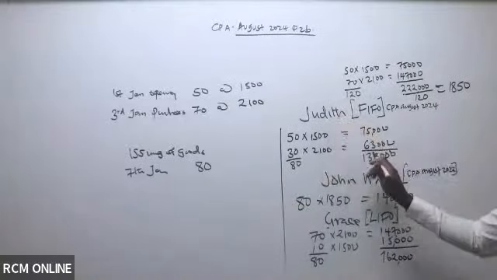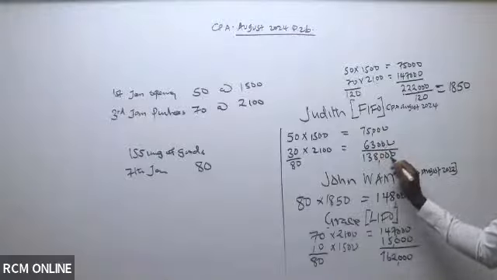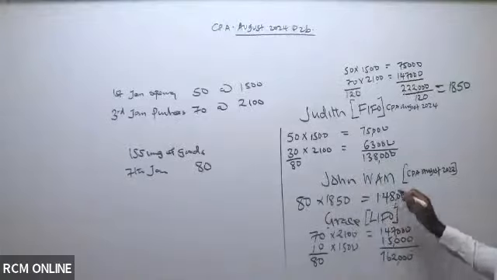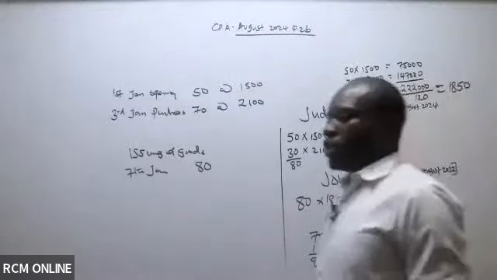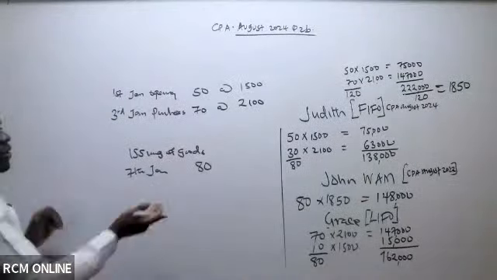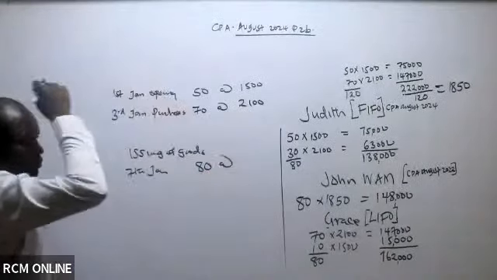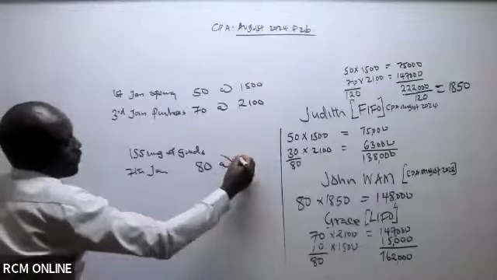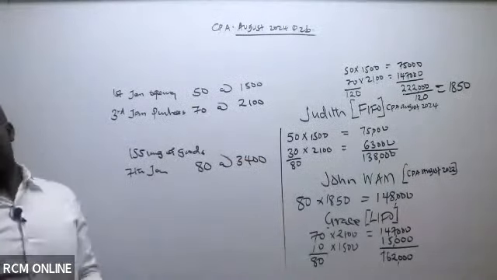Now, as per Judith, the cost of what she was able to sell is 138. John, 148. The cost is now high, right? And of course, Grace has got the highest cost, which is 162. What if these people made sales? They sold 80 units at 3,400. Will they have the same gross profit?